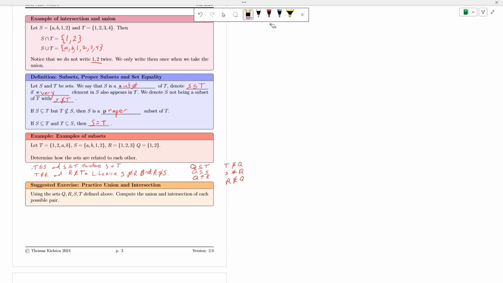So as a practice with these sets, I highly encourage you to take the union and intersection of the sets T, S, R, and Q.